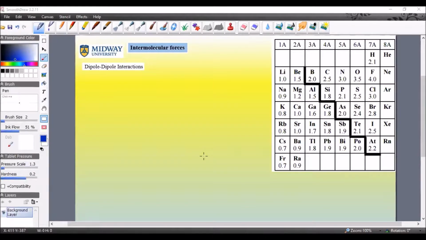Welcome back. As we get started with the first component of molecular forces, which is dipole-dipole interaction, first I want to define what a dipole means.